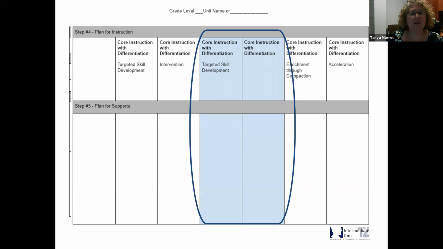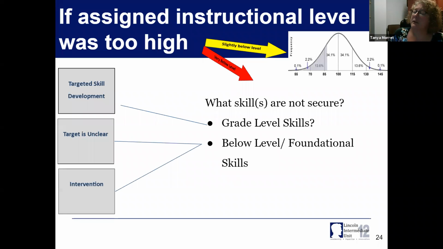And then in the just right group, we would put the instructional plans in there for step 5. So what are we going to do? Now, the just right group is kind of the easiest, hopefully the biggest.